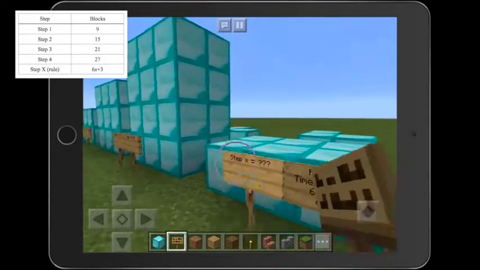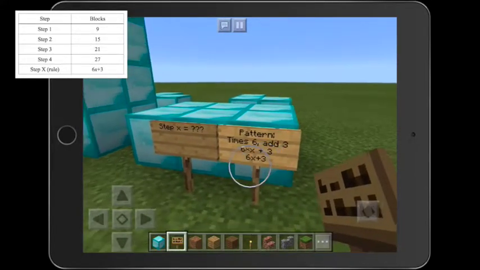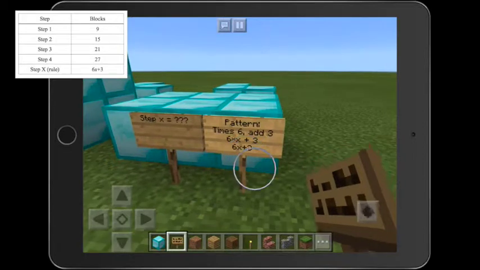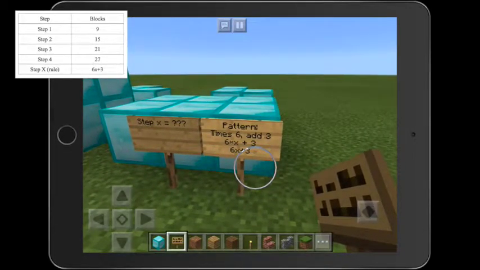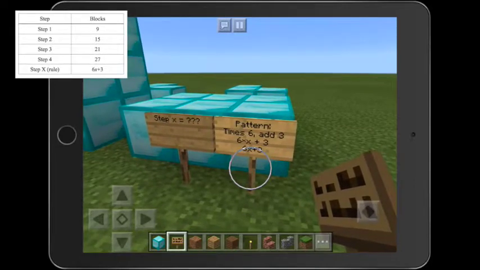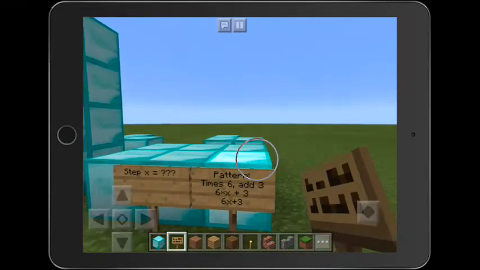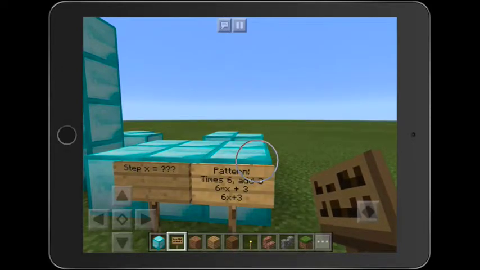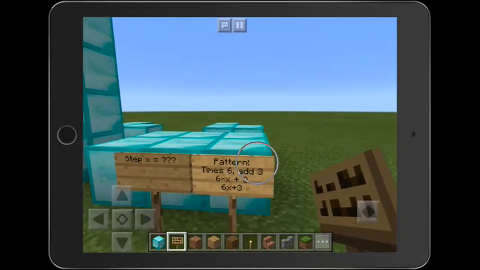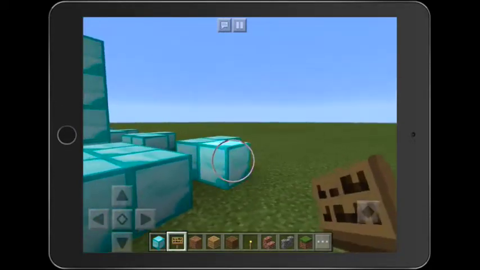So again, I could pick any x that I want. If I picked 100, then it would be 6 times 100. That'd be 600 plus 3 more. So 603. I would know that I would need exactly 603 blocks to build this pattern. Each time, notice that the pattern is growing by that base. And that's really important, because this is really a way of thinking about all patterns. Think about it in these terms. What is the base? What is that extra number that gets added in the back?